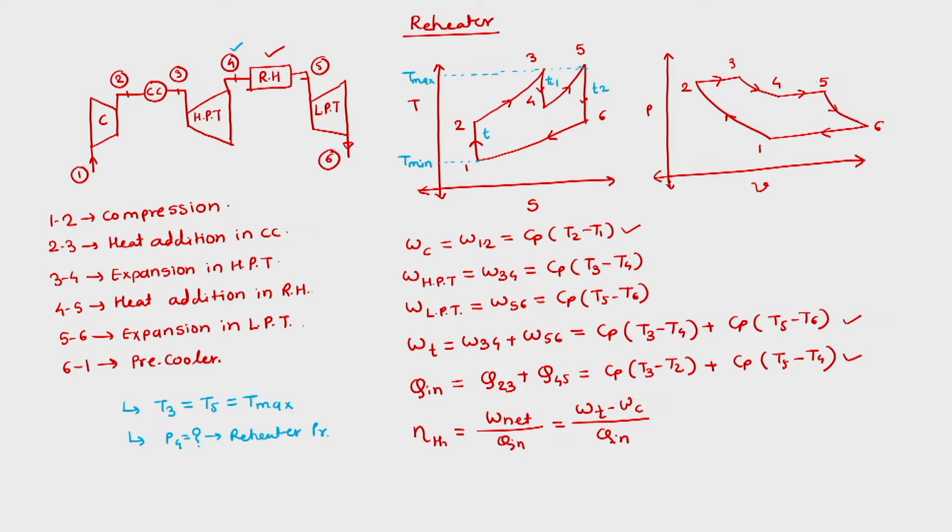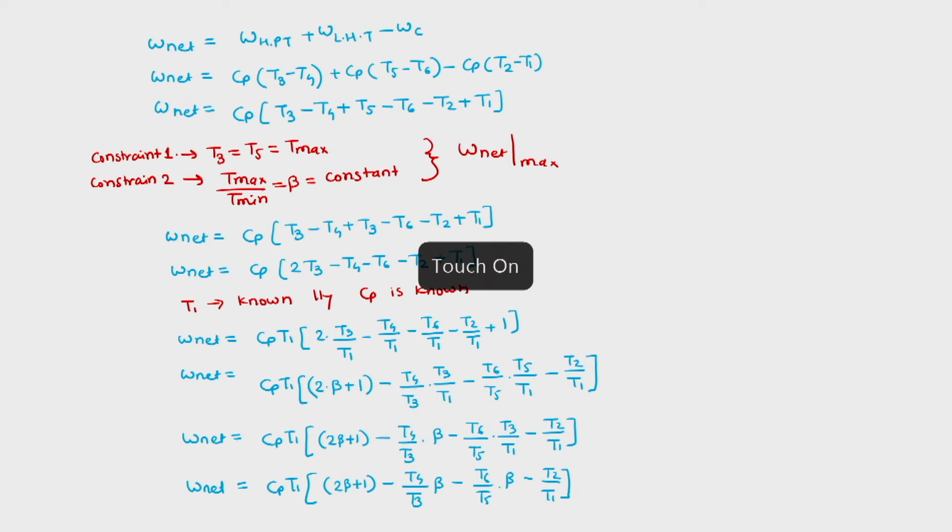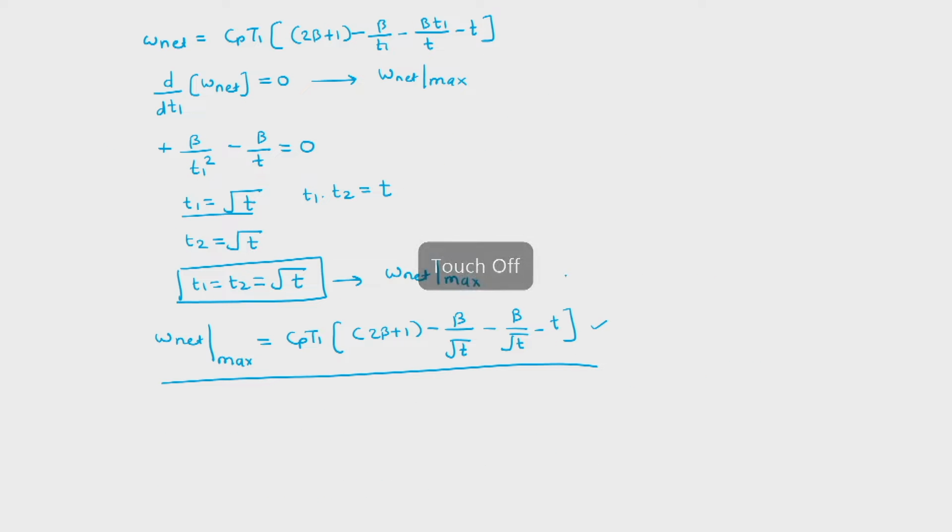And when r1 is equal to r2, that means we have a constraint. r1 is equal to r2 means T3 by T4 is equal to T5 by T6, but we already know that T3 is equal to T5, so we will have T4 is equal to T6. So this constraint practically would lead to T4 is equal to T6. This is an important point which we have to remember. Now we will go ahead and see the Brayton cycle with intercooler.